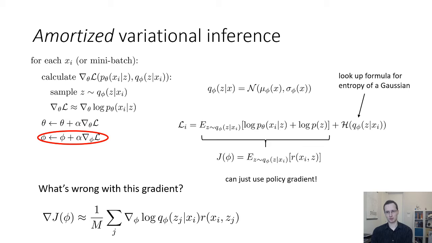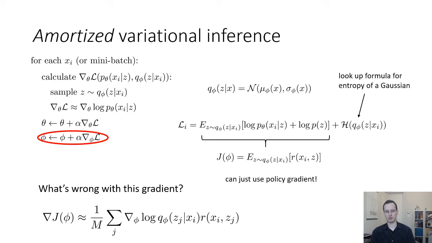What's wrong with this gradient expression? Why might we not want to do it this way? Well, the shortcoming of this gradient expression is the same as the shortcoming of policy gradient in general. The variance is large, which means that we might in practice have to generate quite a few samples Zj to get an accurate gradient estimate. That's not actually that big of a problem because generating these Zj samples costs us some computation, but otherwise there's nothing really wrong with it.